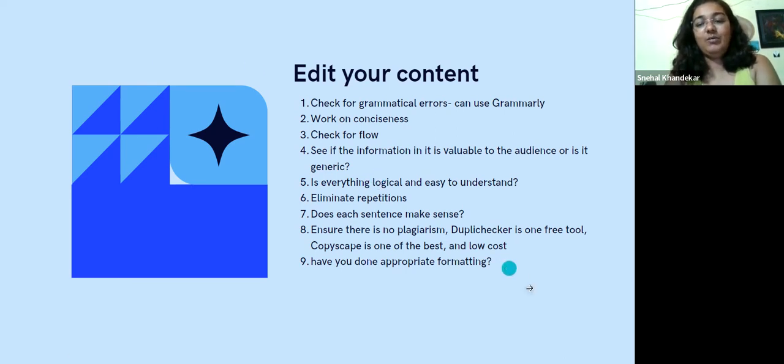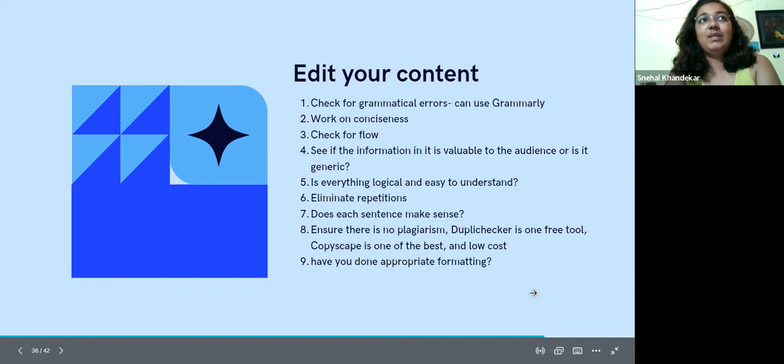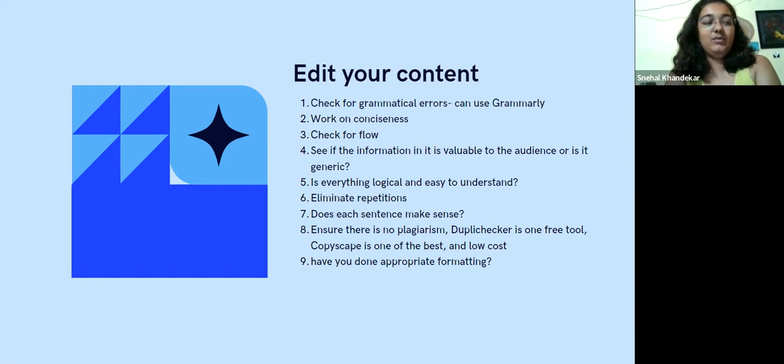And have you done appropriate formatting? Whether you're submitting it in a Word document or a Google Doc or whatever format that you're writing in, ensure that little things like, say, your headlines should have title case, your section headers should be bold, your bullet points should have proper numbers. There should be a proper flow in your bullet points. The font should be consistent. Very basic things like those.